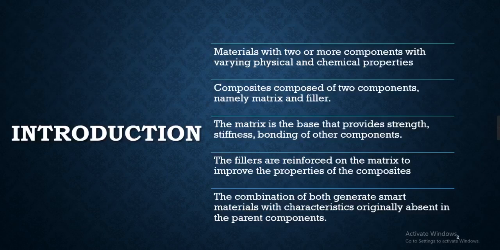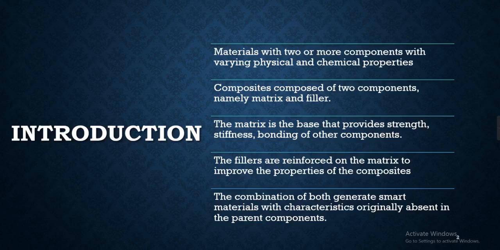So what is a smart composite? A material which has two or more components with varying physical as well as chemical properties is referred to as a smart composite. These composites are mainly composed of two components, which are the matrix and the filler. So what is the matrix and the filler? The matrix is a base material that provides enough strength, stiffness and bonding to the other components. The matrix could also be called a binding component.